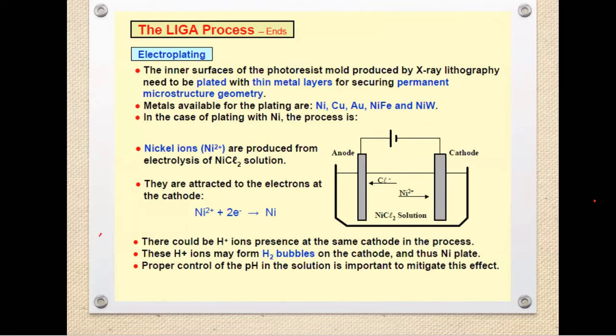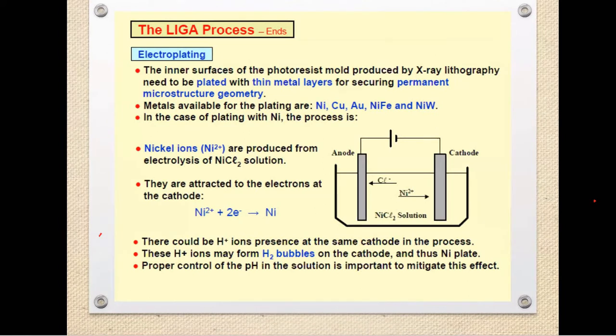Electroplating works on the principle of a chemical reaction: nickel ions from the nickel chloride solution react with the electrons at the cathode to yield nickel. In this way we are forming a nickel plating.